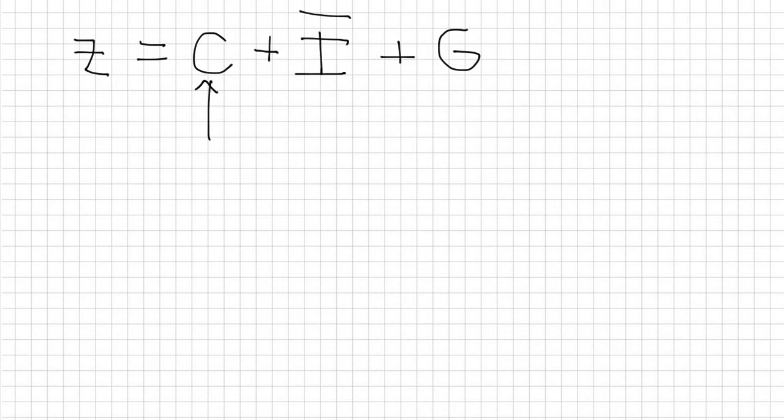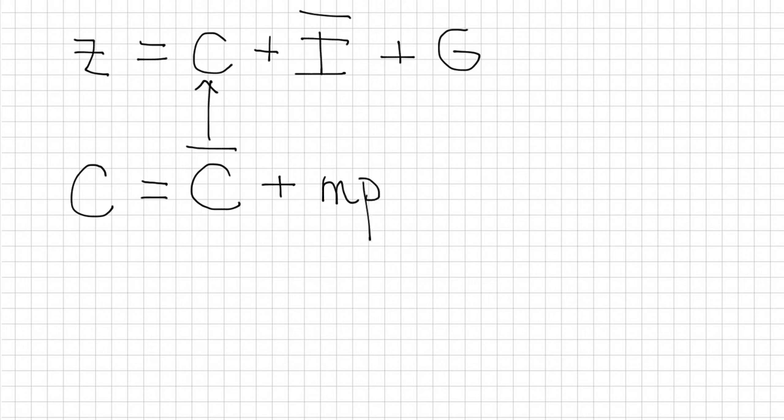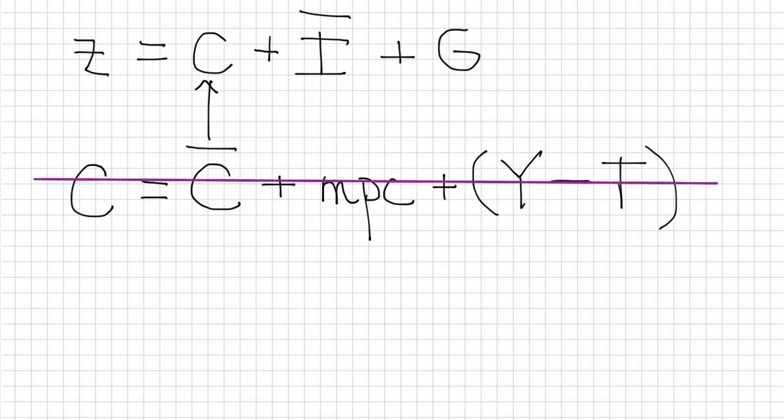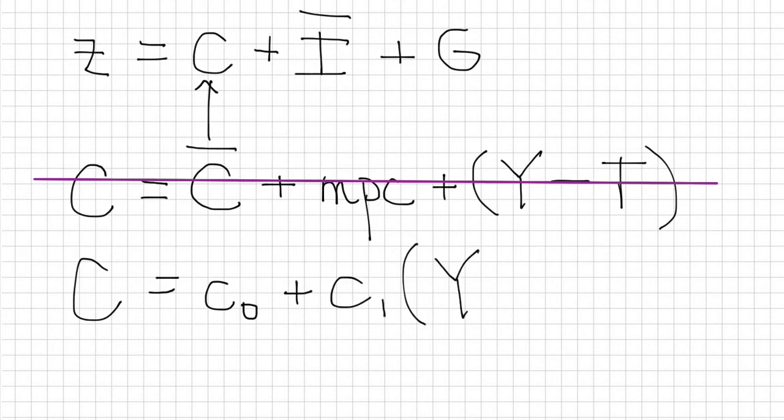Now let's break down C. What is C? Well, the book is going to give it an equation. C is equal to C bar plus MPC times Y minus T. Again, I'm going to change the notation here and write C equals C0 plus C1 times Y minus T.